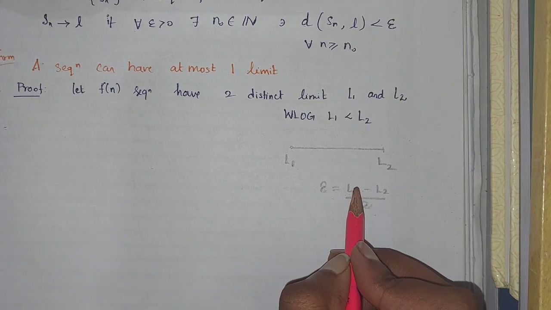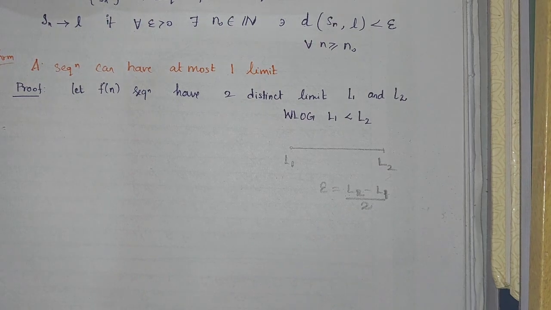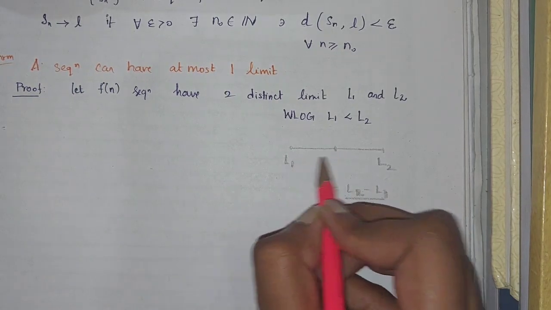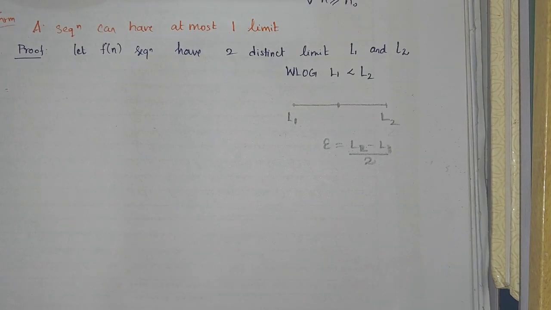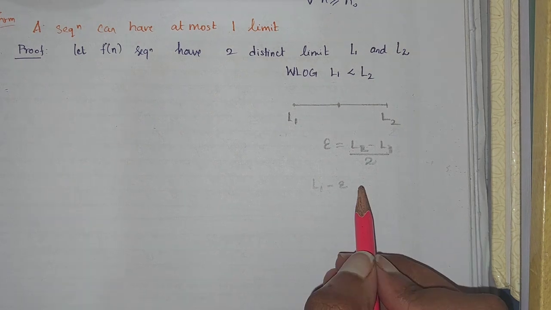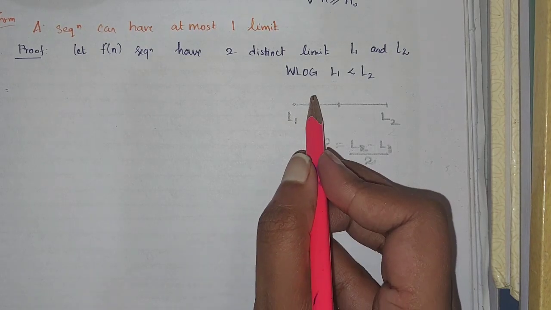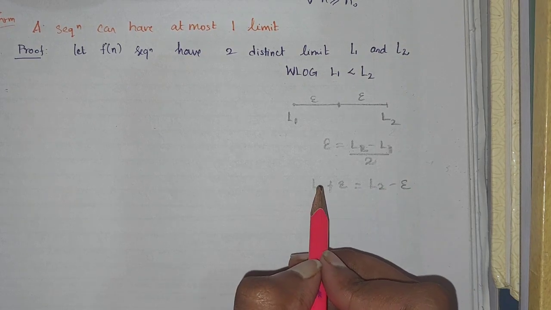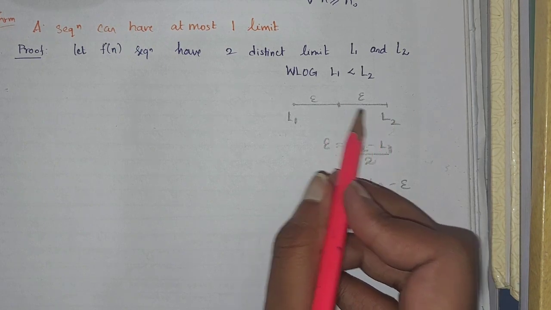For this confusion, I have written L2 is greater than L1, so L2 minus L1 is positive, and epsilon is L2 minus L1 by 2. This point will be the midpoint, and if you do L1 plus epsilon or L2 minus epsilon, you arrive at this same point. L1 plus epsilon is the same as L2 minus epsilon, because this is an epsilon gap and that is also an epsilon gap.